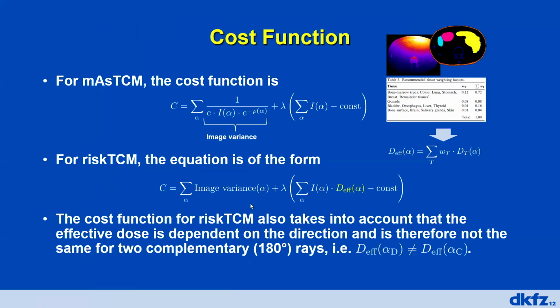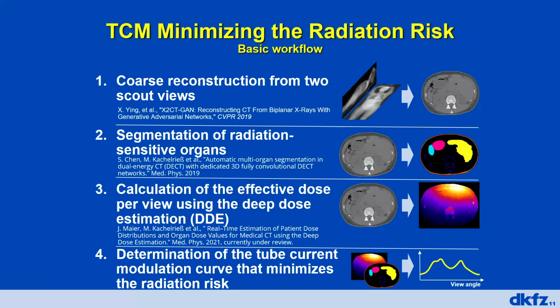We just saw this equation we minimized for the conventional MAS TCM. So this is what's available at every CT scanner that's installed in clinical practice. And we modified this equation, and this is shown down here. What we did is we, of course, also minimize image variance, but we also introduced this term for the effective dose or patient risk into this equation. And with that, we can obtain tube current modulation curves that actually minimize patient risk. But to do that and to know that effective dose, we have to do everything I just showed you on that slide. That means we need a coarse reconstruction, we need an organ segmentation, and we need a fast dose prediction.